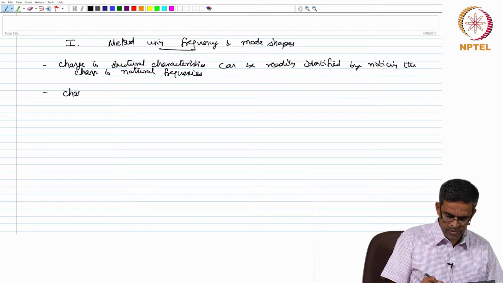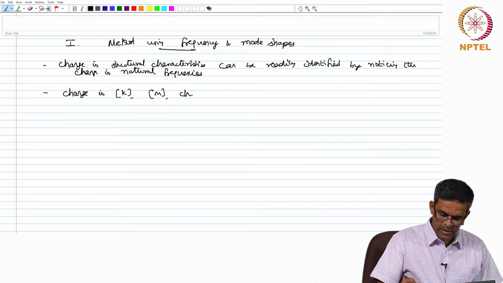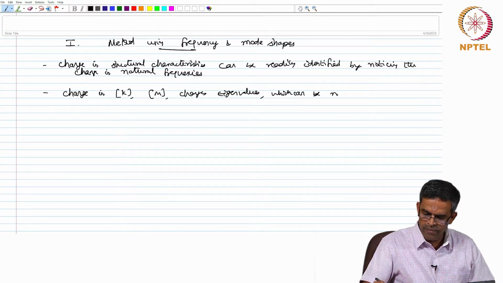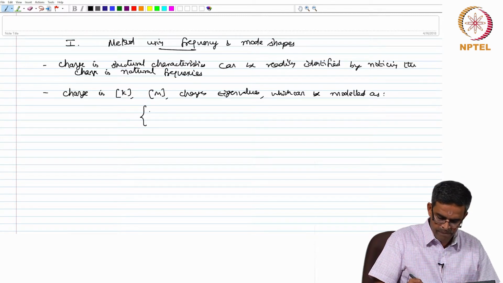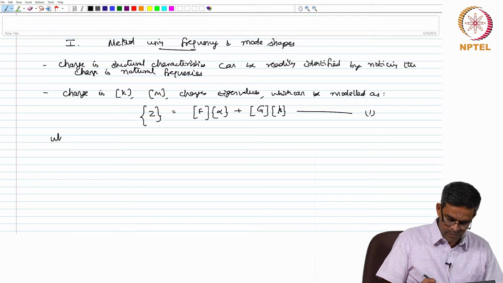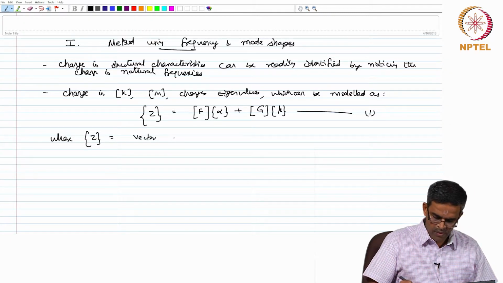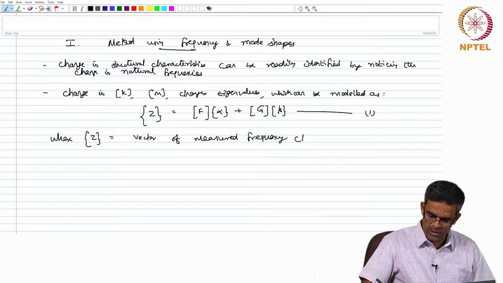For example, change in stiffness, mass, changes eigenvalues, which can be modeled as where the z vector is the vector of measured frequency changes.